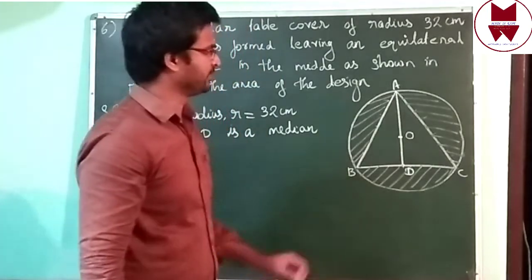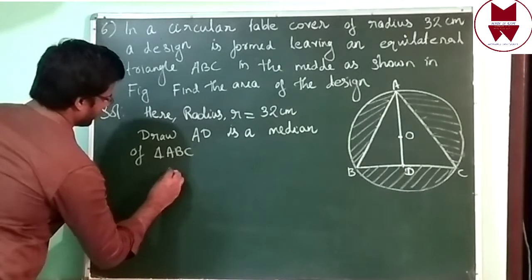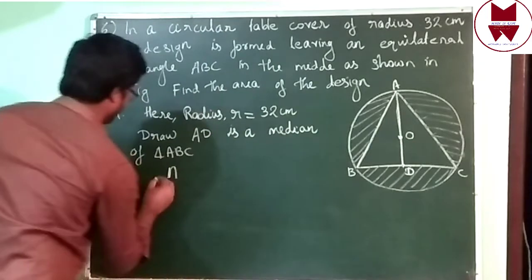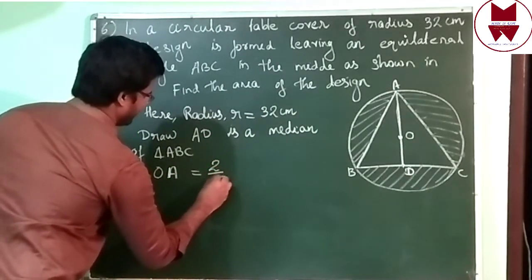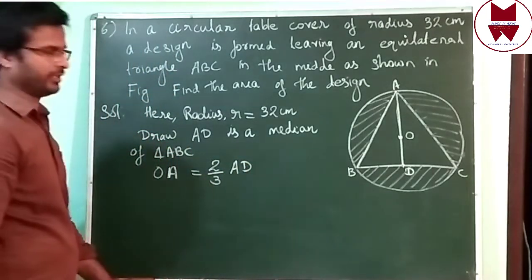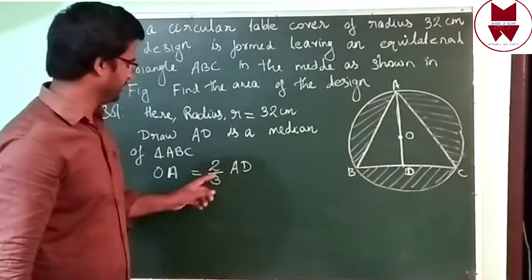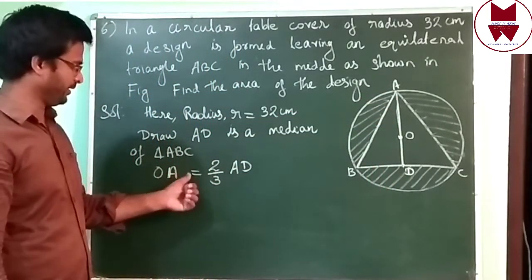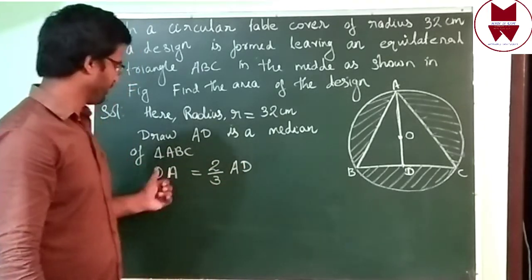Then there is one relation between the radius and the median. You can write: radius means OA, and OA equals 2 by 3 AD. Here OA is the radius and AD is the median. Learn this relation by heart. OA equals 2 by 3 AD. This is a very important part of this question.